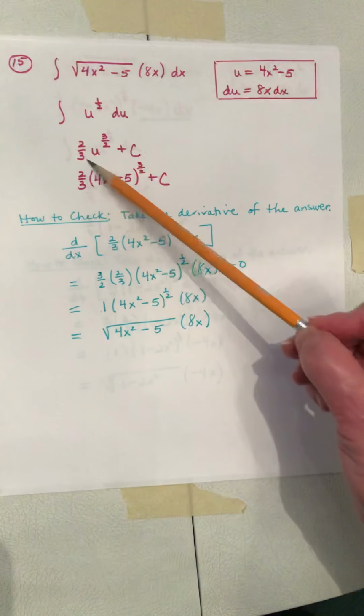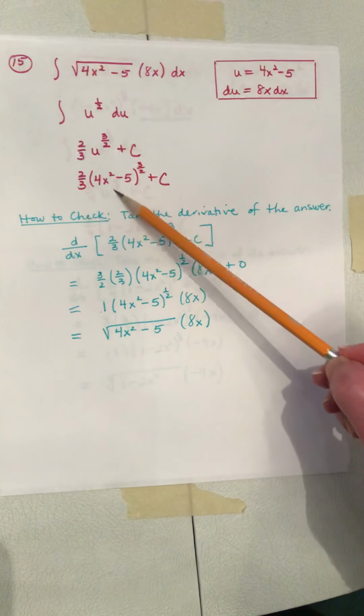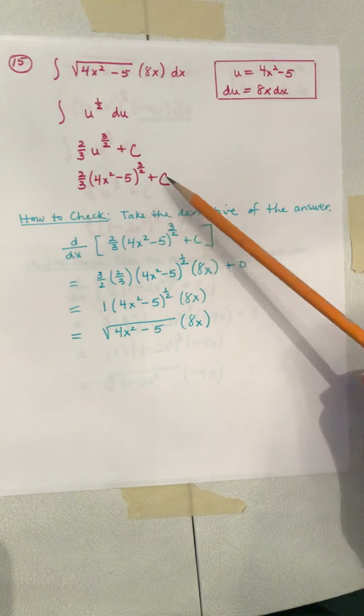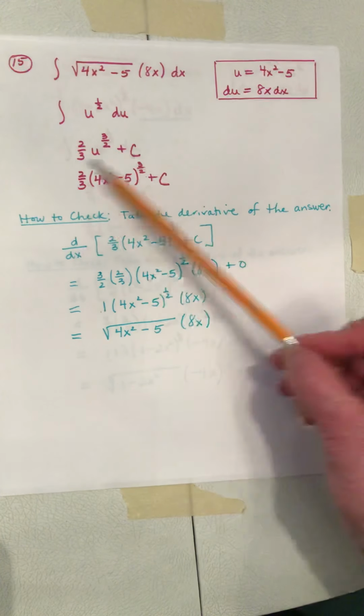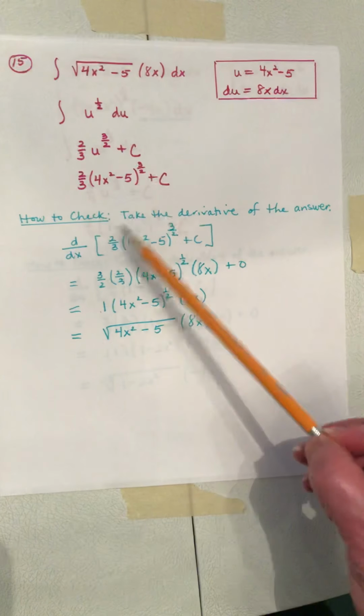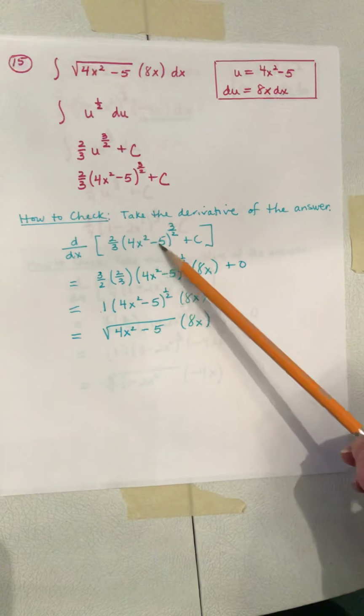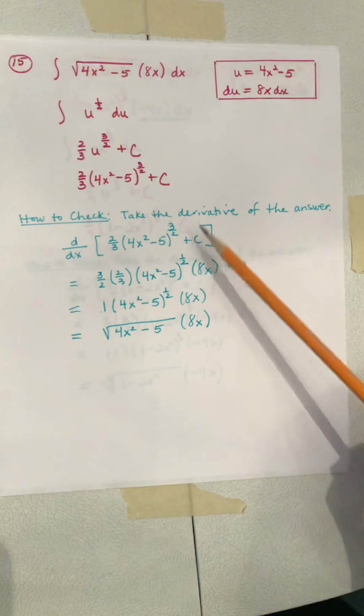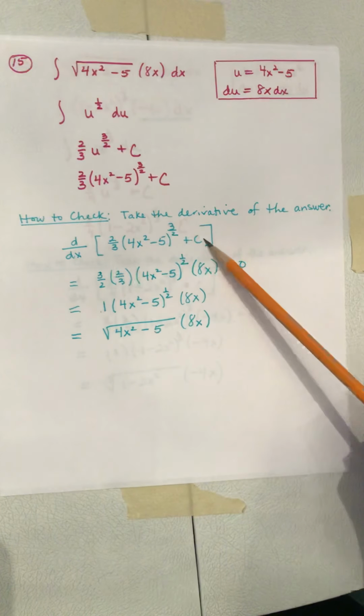So our answer is 2/3 times the quantity 4x squared minus 5 to the 3/2 plus c. Now we can check that by taking the derivative of our answer. So let's take the derivative of 2/3 (4x squared minus 5) to the 3/2 plus c. To take the derivative, we use the chain rule.